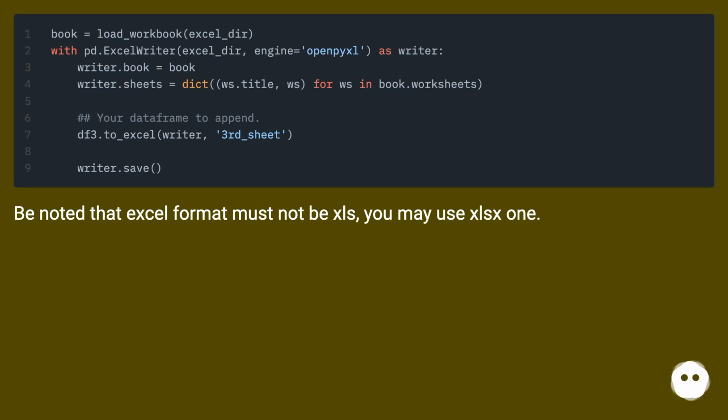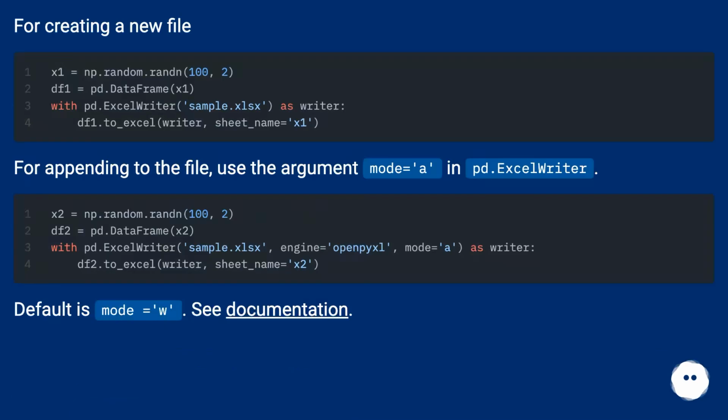Be noted that Excel format must not be XLS, you may use xlsx. For creating a new file. For appending to the file, use the argument mode equals A in pd.ExcelWriter. Default is mode equals W. See documentation.